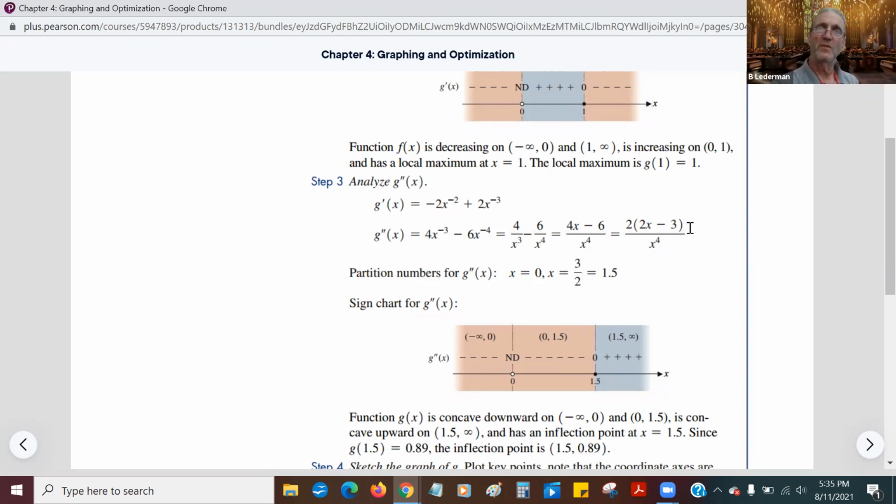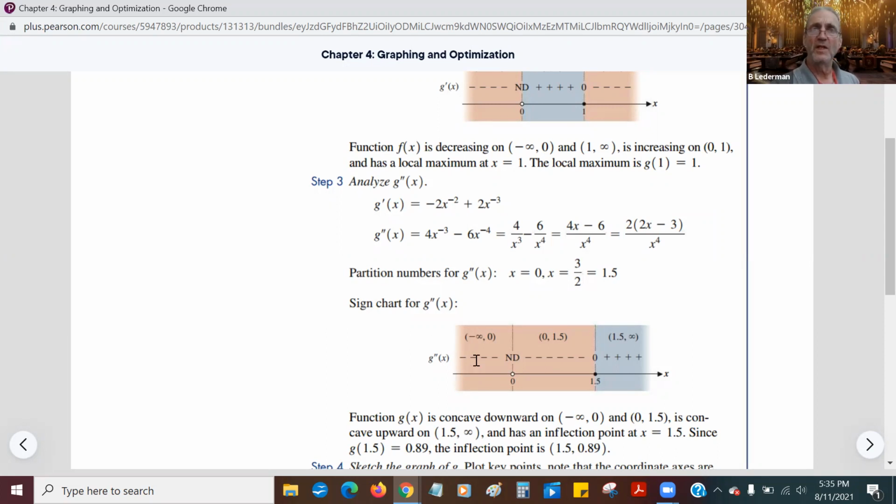The answer is I can see much more clearly when this thing equals 0 or when it's undefined when it's combined into one fraction. If it's like this, it's hard to tell by looking at it. When it's like this, I can see right away, if x equals 3/2, that makes it 0. And of course, if x equals 0, that makes it undefined. So those are the partition numbers.